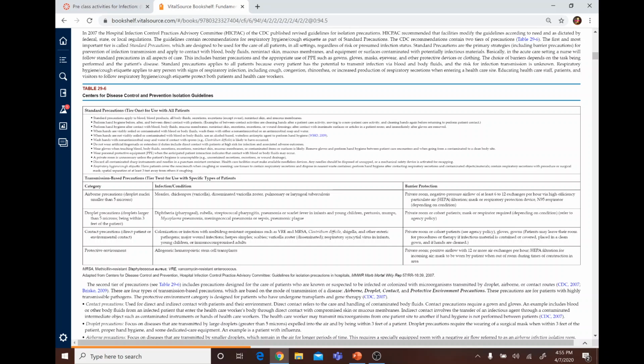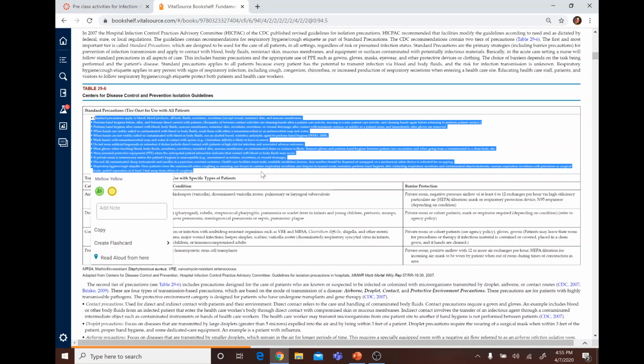What infections or conditions cause protective environment? Allogeneic hematopoietic stem cell transplants. And what barrier protections do we use? Private room, positive pressure room, HEPA filtration for incoming air. Mask worn by patient when coming out of the room during times of construction in the area. And read the standard precautions stuff, please.